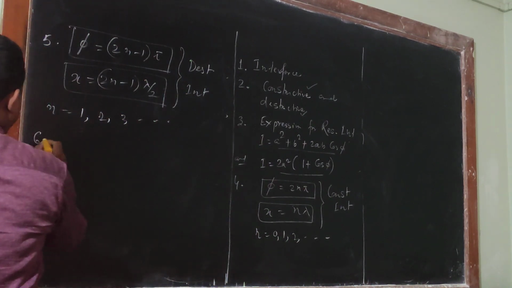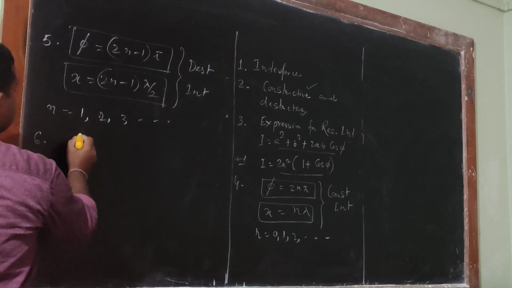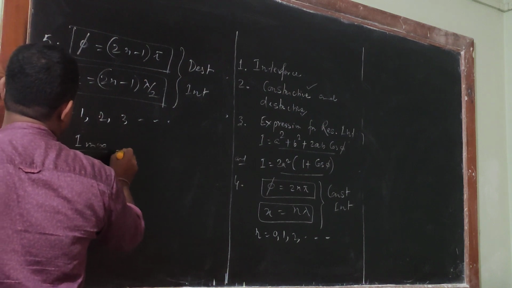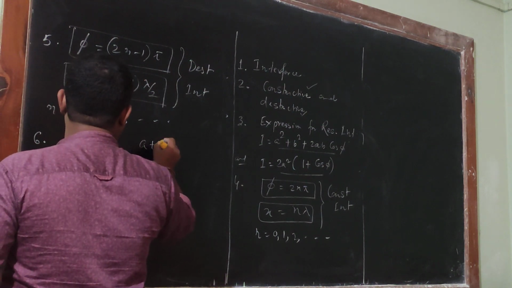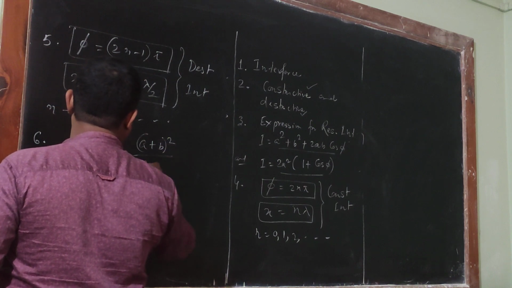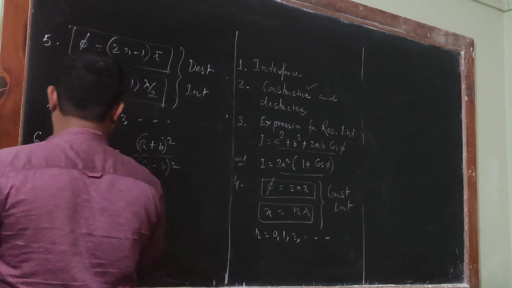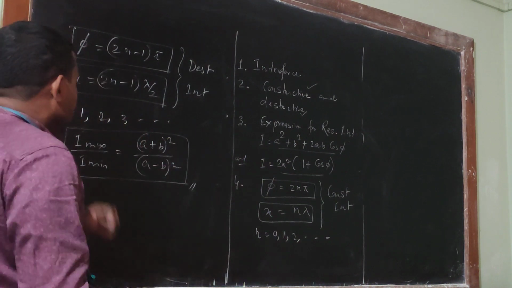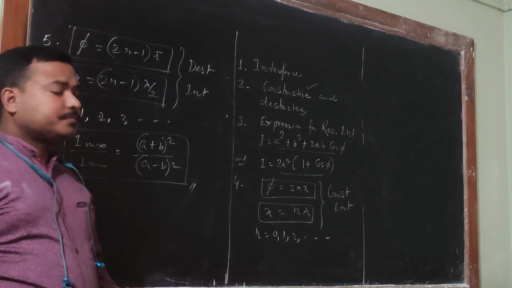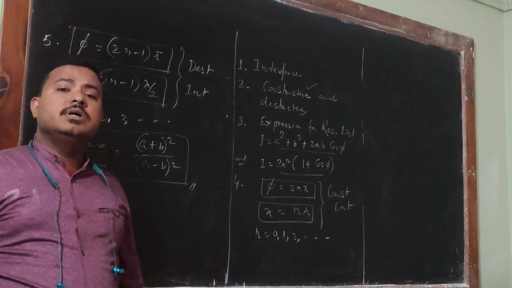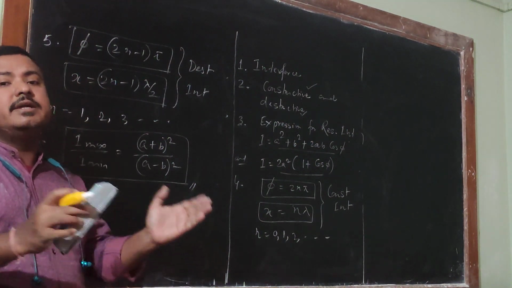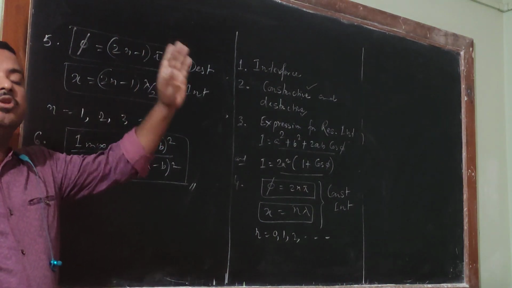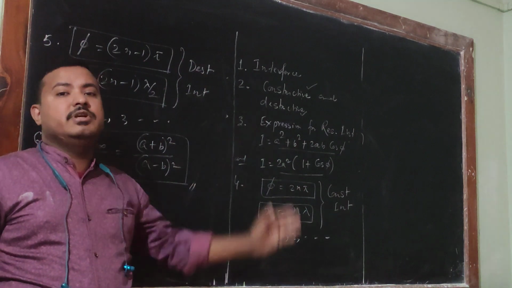And now, at the end, I gave you the ratio of maximum to minimum intensity, that is (a plus b) whole square by (a minus b) whole square. This is all about today's class. In the next class, I will discuss the positions of bright and dark fringes: at what points on the screen the bright fringe will form, and at what points the dark fringe will form.